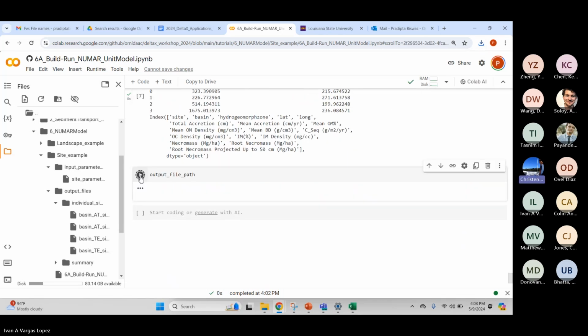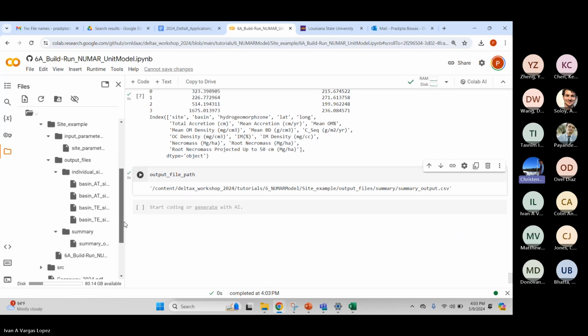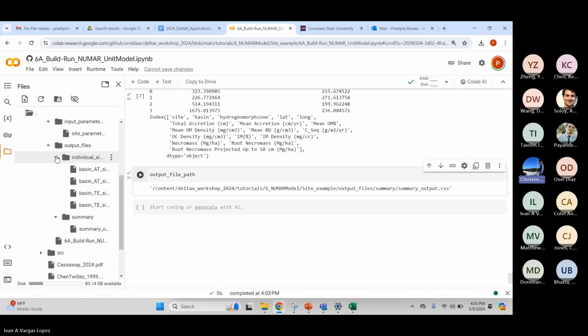Then run your final cell. And the summary file can be downloaded. On the left bar, you can see a summary subfolder under output files. You can download it from here.